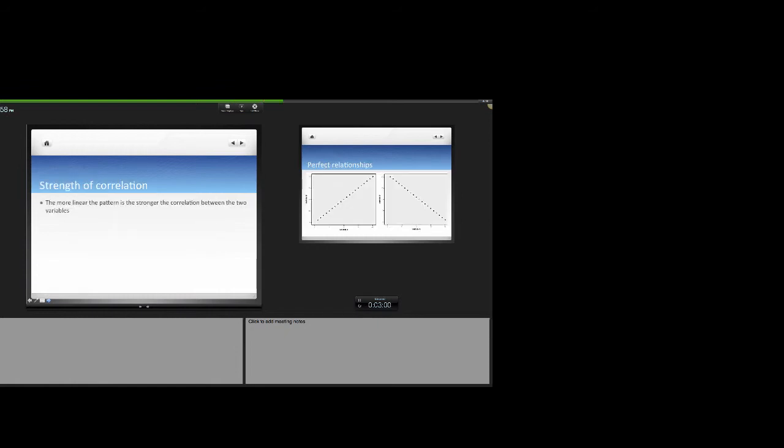The next thing we'll look at is the strength of the correlation. The more linear the pattern is, or the stronger the data points cluster around the line, the stronger the correlation. We'll classify these as strong, moderate, or weak. This is open to a little bit of interpretation. It's not quite as clear as the positive, negative, but we can get a general sense as to whether there's a strong relationship, a moderate, or a very weak one.